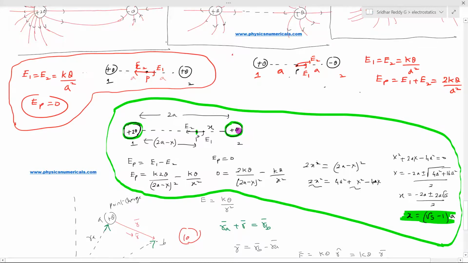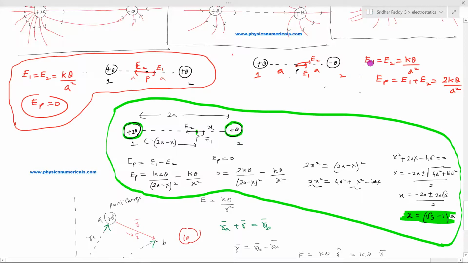I'll come to this one. Due to plus Q, it will be in this direction. Due to 2Q also, it will be in the same direction. So the field cannot be zero at these points. The net field can be zero only in between them.